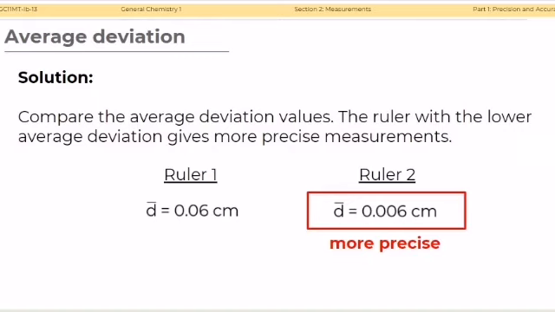Now that we have the average deviation for the two sets of measurements, let us compare these values. The ruler with the lower average deviation gives more precise measurements. Ruler 1 has an average deviation of 0.06 centimeters, while ruler 2 has an average deviation of 0.006 centimeters. Since ruler 2 has the lower average deviation, this ruler gives more precise measurements.